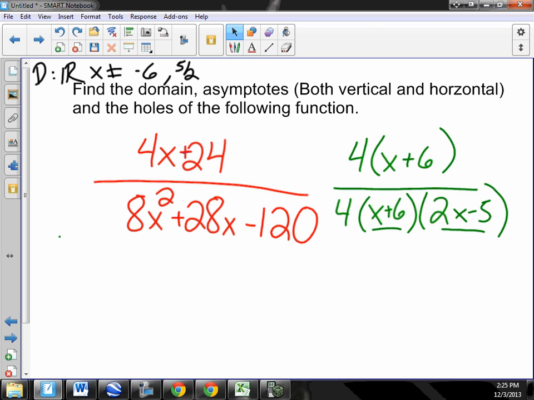So from this simplified equation, we know that the domain is all real numbers, but x cannot be negative 6 or 5/2. We know that negative 6 is a hole, and we know that 5/2 is a vertical asymptote.